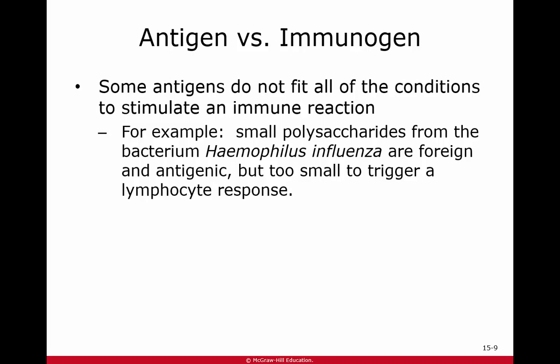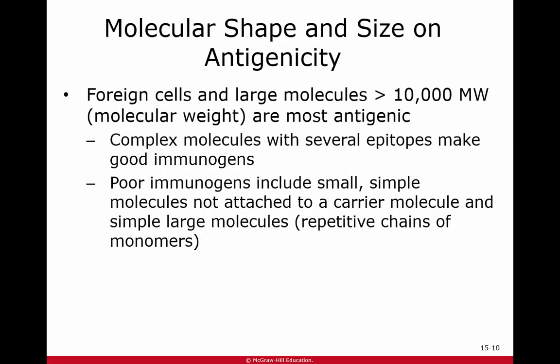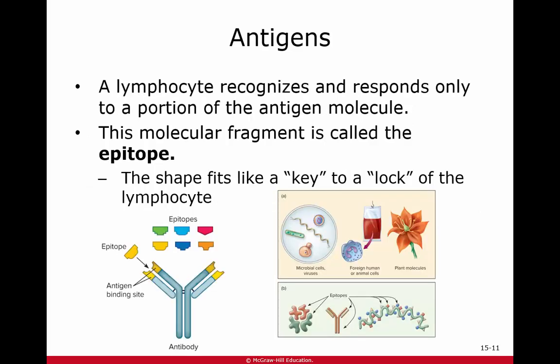I'll give you an example. There's a certain type of bacteria called Haemophilus influenzae. Obviously, it's one of the ones that can lead to a certain type of the flu. They mentioned that there are small polysaccharides that are foreign. They're antigenic, so they should trigger an immune response, but they're too small to actually do it. So their size kept them from being an immunogen, one that actually triggered an immune response. They talk a little bit about size and the fact that they typically need a molecular weight of about 10,000 to be an immunogen and cause an immune response.